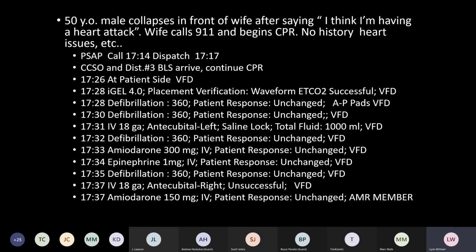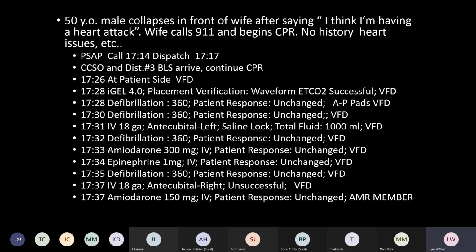No one who initially arrived could do any amiodarone treatment, etc. An iGel was placed within 2 minutes. Waveform was good. Defibrillated roughly 2 minutes after getting there. Defibrillated again, another 2 minutes. IV was established, so 5 minutes to get the IV in, antecubital left. Defibrillated again, another 2 minutes. You notice these are nicely 2-minute intervals.